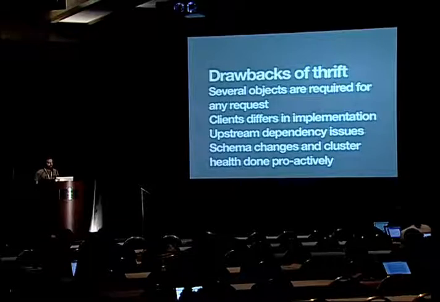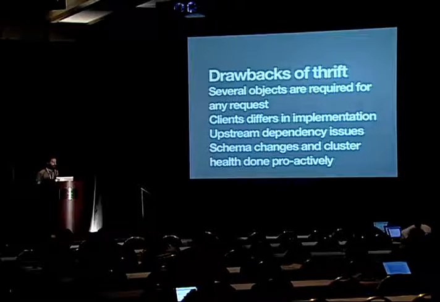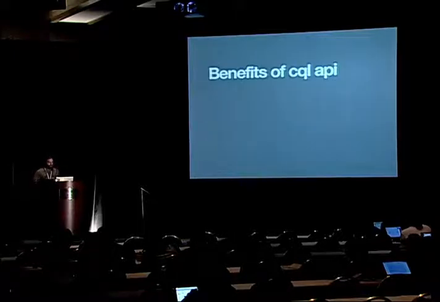Schema changes and cluster health need to be done proactively, and we'll show you a bit more on this when we go into the benefits of CQL. But you have to actually proactively query from these APIs. It's like, how's the cluster doing? Are all the nodes up? Are there any schema changes? What's going on? As opposed to having that state pushed back over a channel. And so that gets us into the benefits of the CQL API.